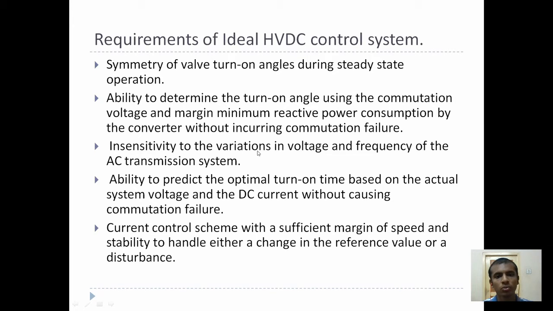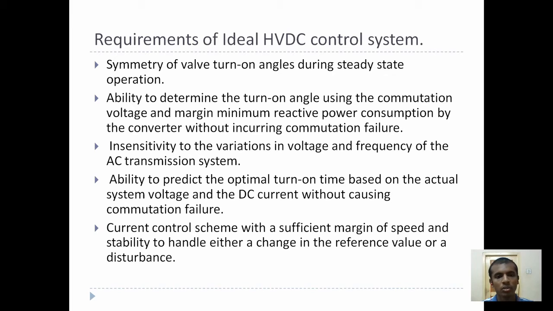Insensitivity to variations in voltage and frequency of the AC transmission system, which means any change in voltage and frequency of the AC transmission system should not affect the converters. Ability to predict the optimal turn on time based on actual system voltage and the DC current without causing commutation failure, which means the turn on time of power system components should be easy to predict with the help of system voltage and DC current. The prediction should not cause any commutation failure.